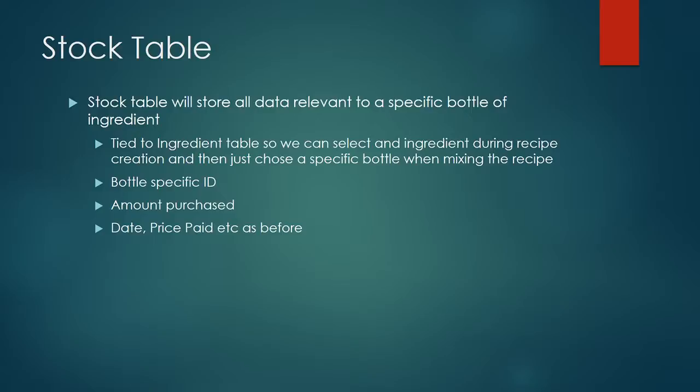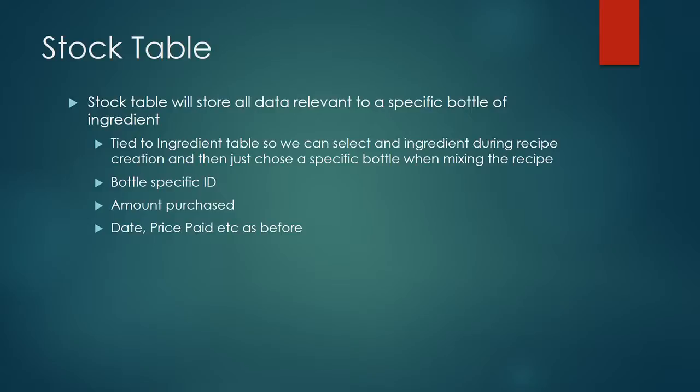Then when we actually go to make a mix of that recipe, we can look through the bottles of almond that we've got and decide which one we're going to use. In fact, the tool can suggest which one we should use because it knows we've got to use almond and it knows how much is in each one, so it can help us out there. So we may need a bottle specific ID, we may not. I haven't decided yet. I'll probably add it. Whether I use it I don't know, because actually the ingredient name that we use in the stock table should be unique.